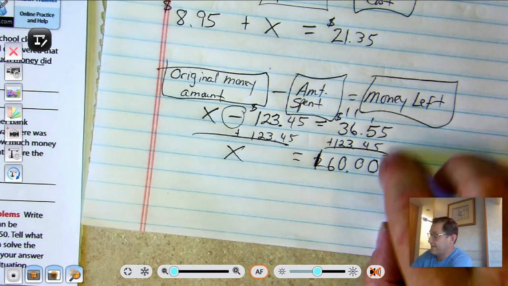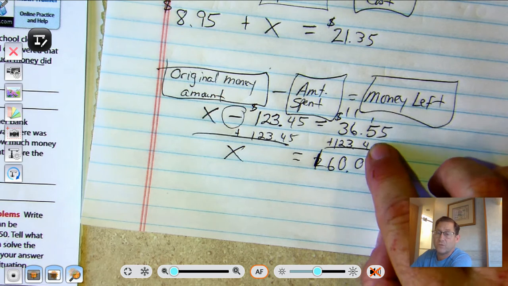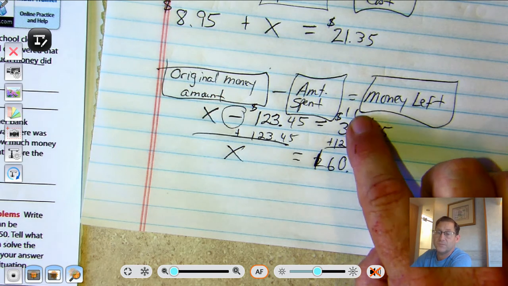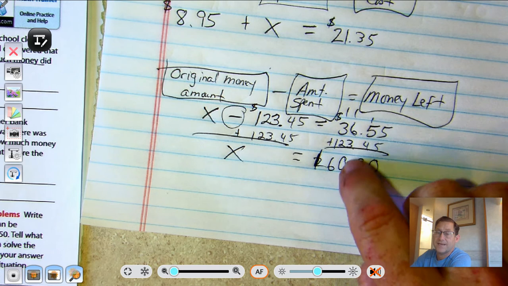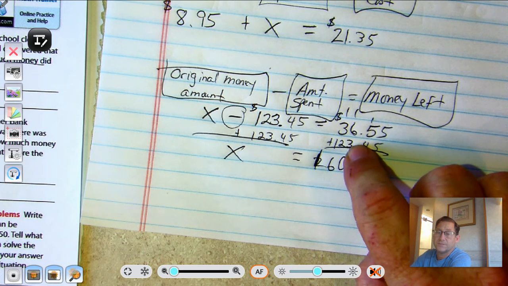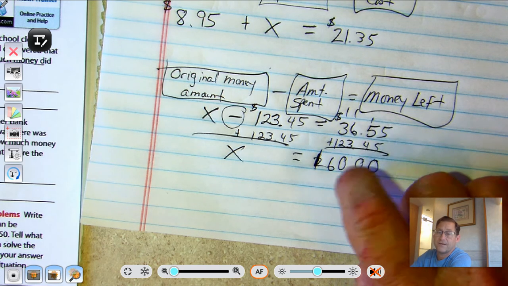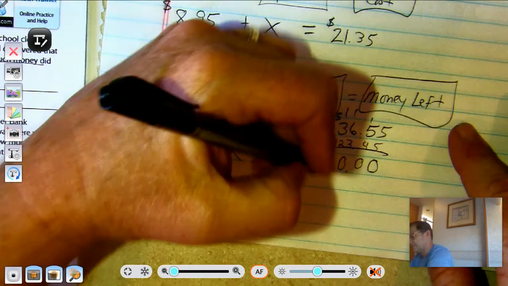Okay, 5 and 5 is 10, regroup. 5 and 4 plus the regrouped is 10, regroup. 6 and 3 is 9, plus 1 is 10, regroup. 3 and 2 is 5, plus the regrouped is 6, and 1 plus nothing is 1, so $160.